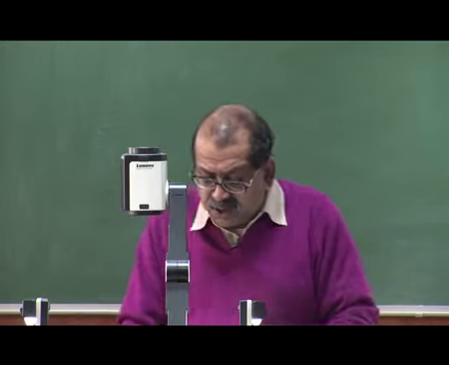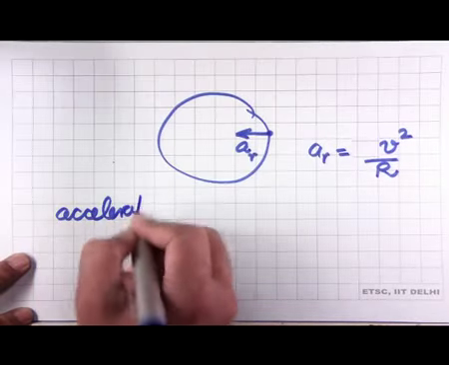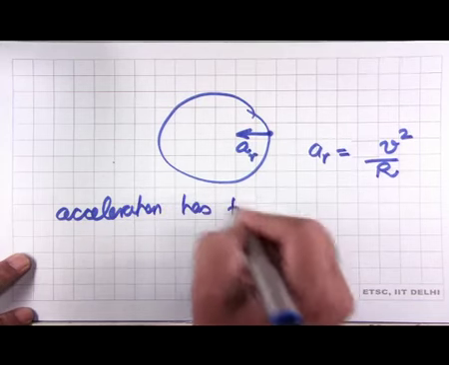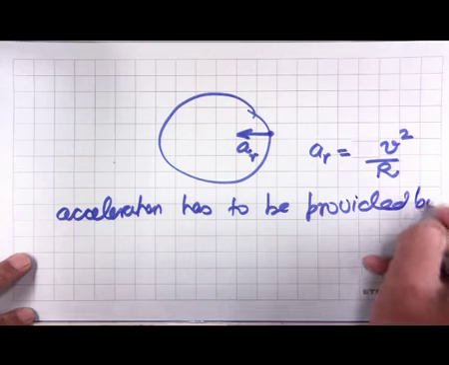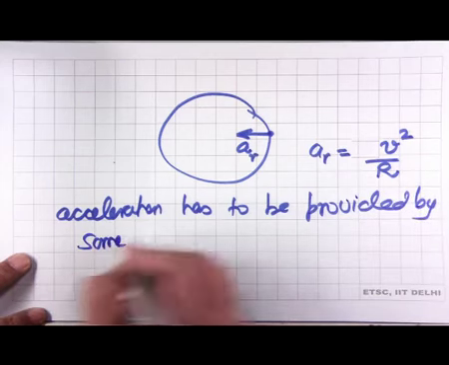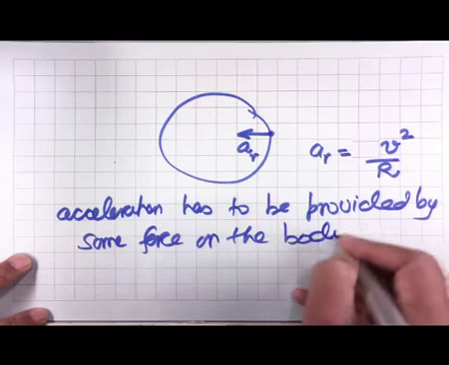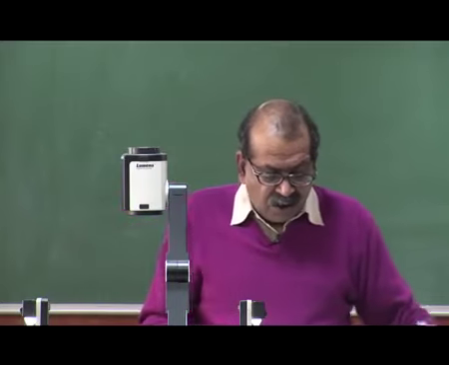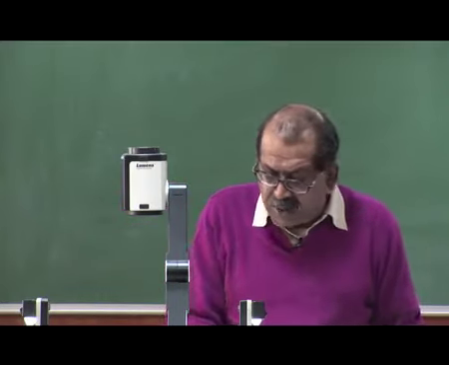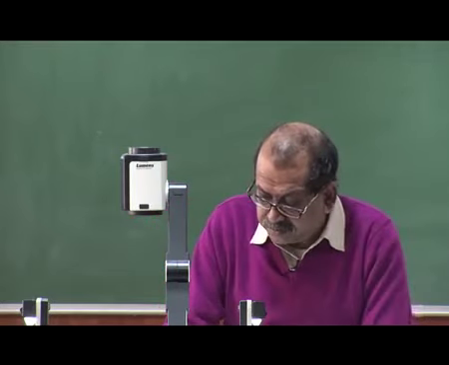And this acceleration has to be provided by some force on the body. Unless this force is there on the body, it will not be able to move in a circular path. So, let us take an example of what is called a conical pendulum.